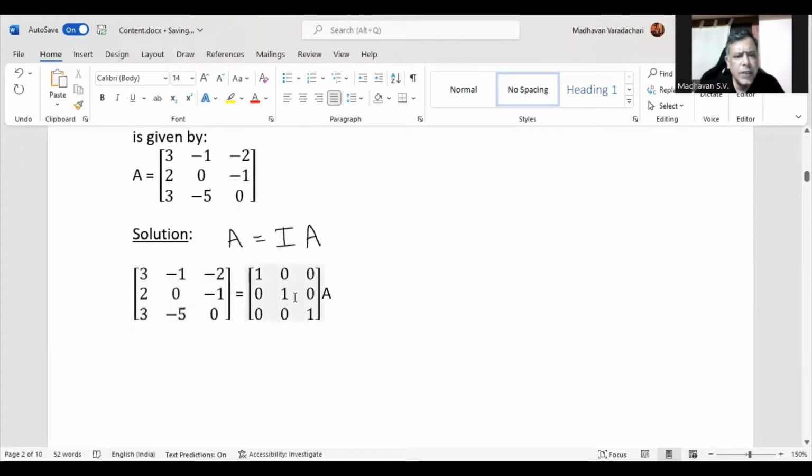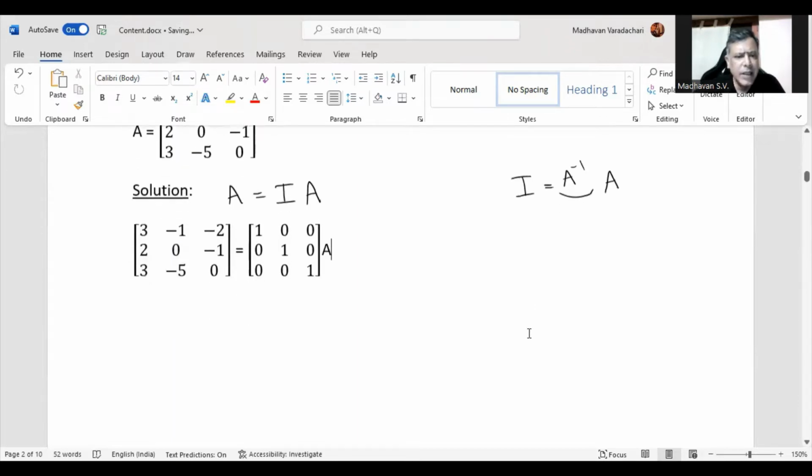The same row operations I'll be applying here also, so that when I land up with I on the left hand side, some matrix I will get here, and I will get A. We know very well that if this has to be I, then this has to be A inverse only. So whatever elementary row operations I do on the left hand side, the same thing I'll be doing on the identity matrix, so that once I convert this into a complete identity matrix, whatever result I get here will become the A inverse.